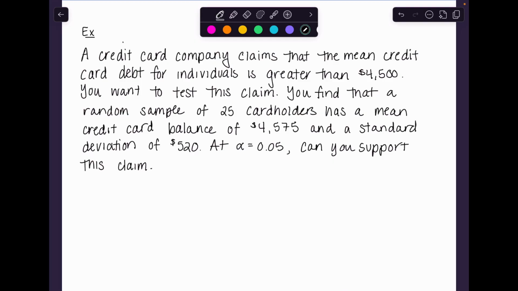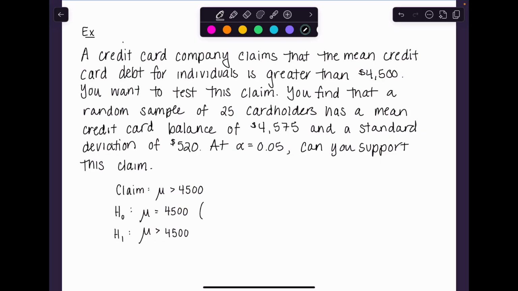Okay. So I'm going to start just by writing down all of these key pieces of information. Our claim is that the mean credit card debt is more than $4,500. Okay. So that does not involve equality. So this is going to be our alternate hypothesis, which means that our null hypothesis is the mean equaling 4,500, or in the case of using an inequality, the mean is less than or equal to 4,500.